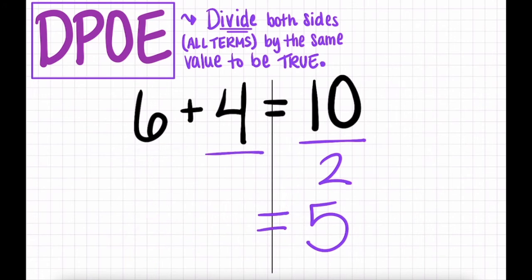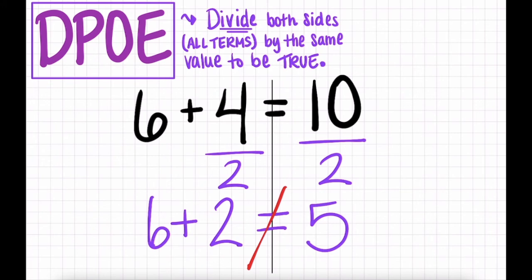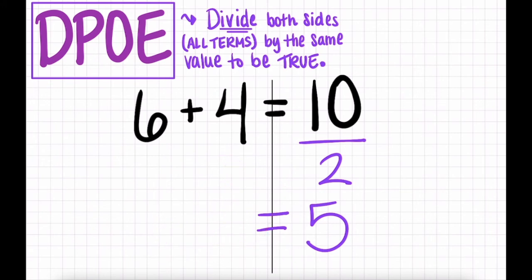What if I only divide 4 by 2? 4 divided by 2 is 2. Bring down the 6. Does 6 plus 2 equal 5? Nope. Still a false equation. 6 plus 2 equals 8. Let's look at that definition one more time. It says to divide both sides of the equation by 2. Okay, so that means everything on the left side is divided by 2. So that means dividing 6 by 2 and 4 by 2. Because remember, 6 plus 4 is 10. We need to divide that whole thing by 2.